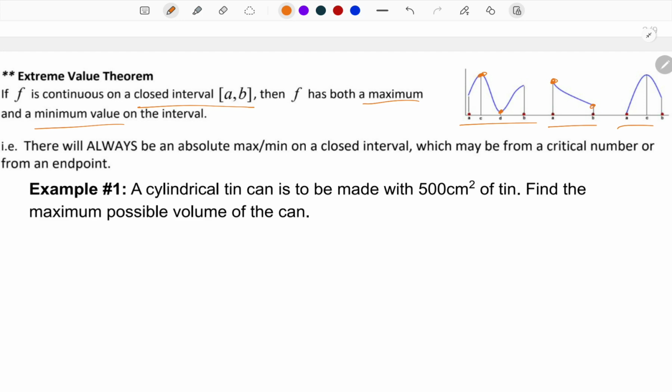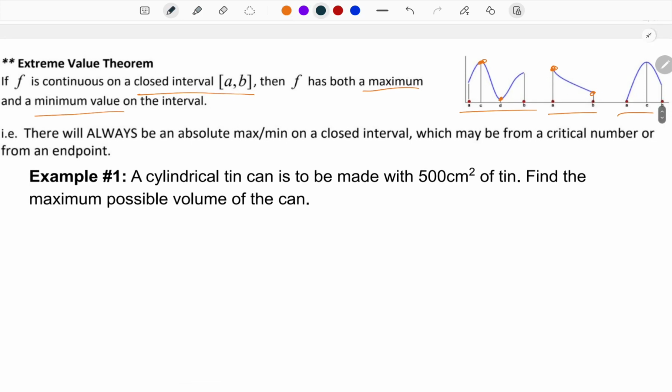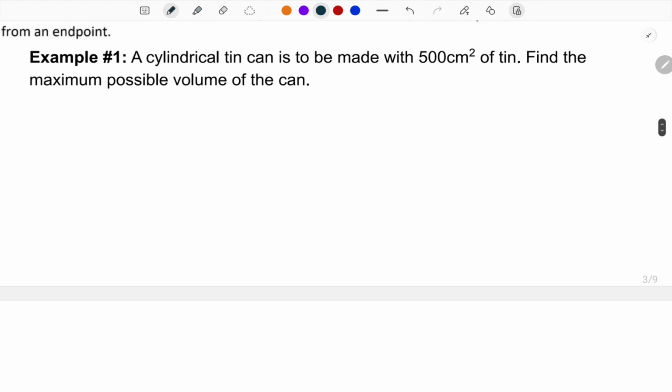So the first example, just a simple one of where optimization comes into play, is we're looking to make a cylindrical tin can. Cans are used all over the place, and we want to maximize the volume of the can given some amount of material. So very simple, but also a very important kind of application, because if you're going into any sort of manufacturing, we want to be able to maximize things to reduce cost or to maximize what we're selling. So yeah, it's important for those kinds of areas.